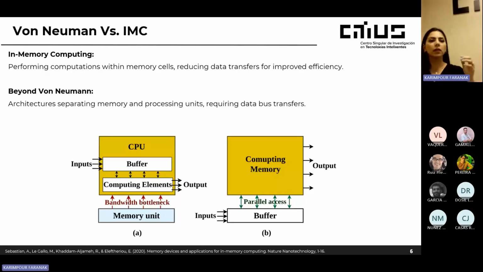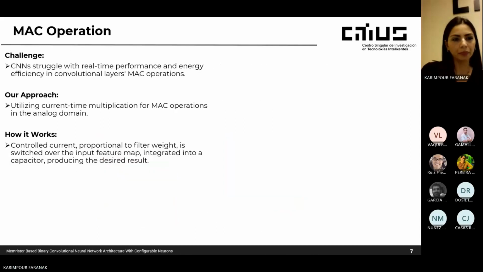Let's delve into the fundamental differences between two computing paradigms: Von Neumann architecture, which is traditional computing, and in-memory computing. Von Neumann relies on frequent data movement between memory and processing units, causing high energy consumption. In contrast, IMC performs computations directly within memory cells, minimizing data transfers and also energy consumption. The shift to IMC signifies advancement, especially in tasks like dot product computations.